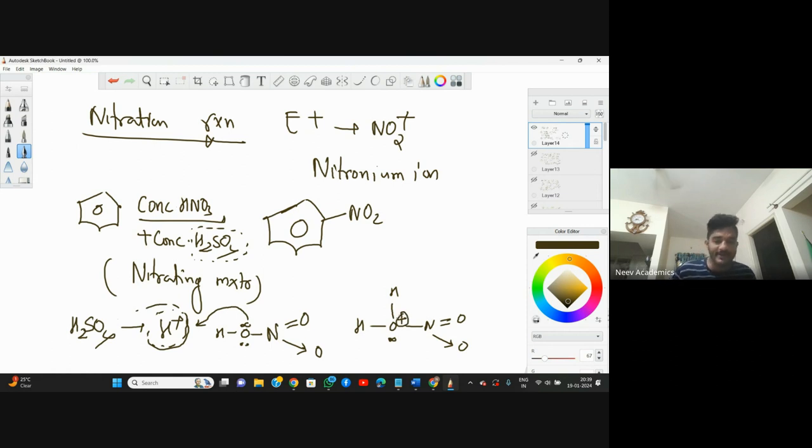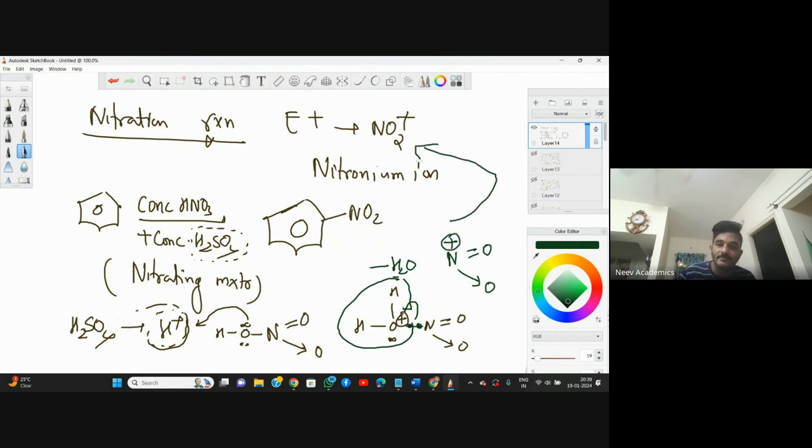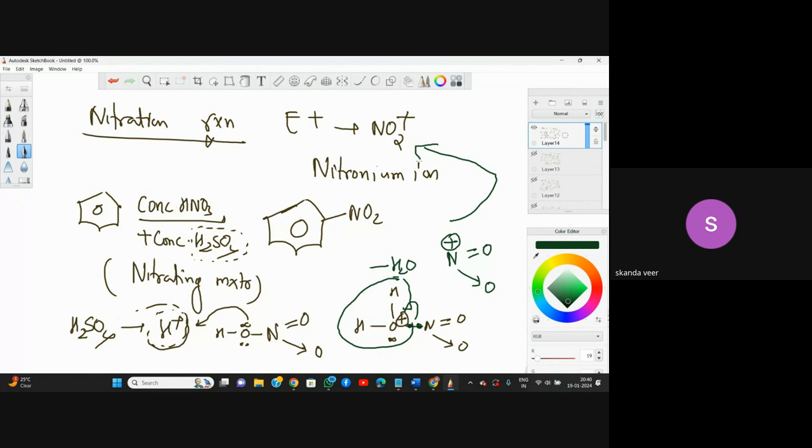Clear? So what will happen now? A positive charge on the highly electronegative oxygen atom is not stable, so oxygen will try to take an electron from the nitrogen. It asks the nitrogen to give electrons. This is actually the removal of a water molecule, H2O. On the right side you can see N double bond O, coordinate bond O. Nitrogen has lost one electron, so nitrogen gets a positive charge. This is our nitronium ion. Is that clear? That is how NO2+ has been generated.